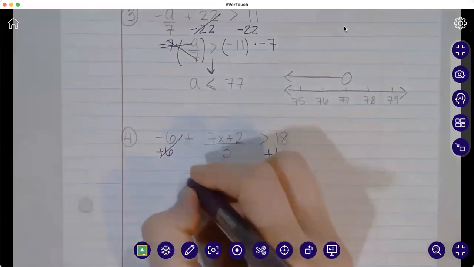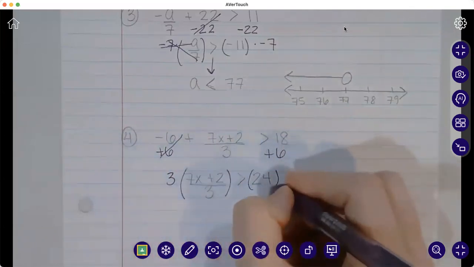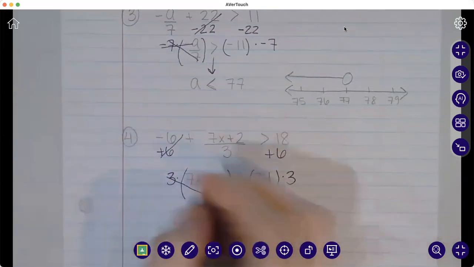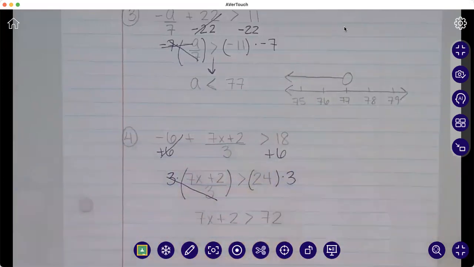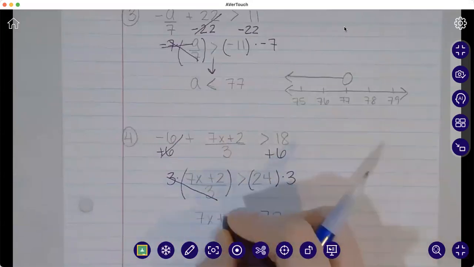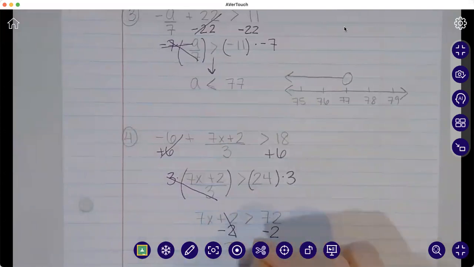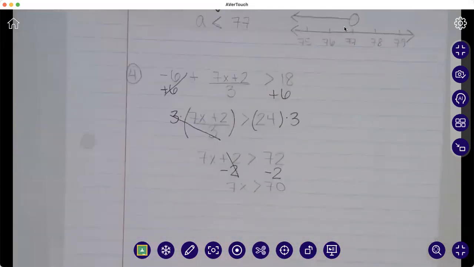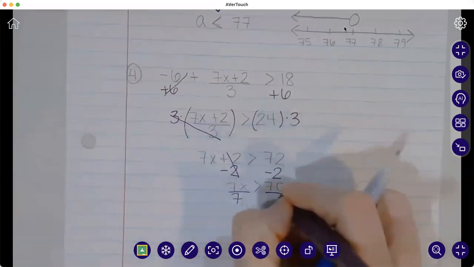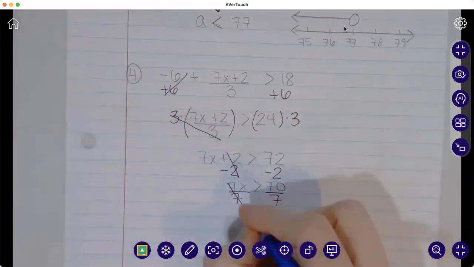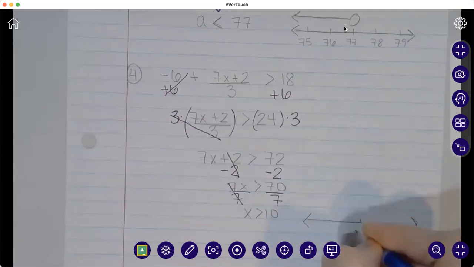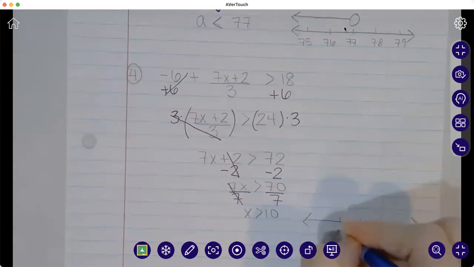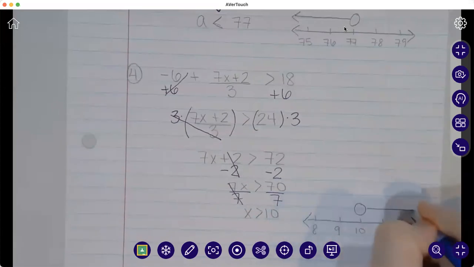Now I want to deal with the denominator, so I'm going to multiply both sides by 3. I'm left with 7x plus 2 is greater than 72. Then I'm going to subtract 2 from both sides. 7x is greater than 70. Divide by 7 on both sides. And x is greater than 10. Finish that up with a number line. We have an open circle shaded to the right.